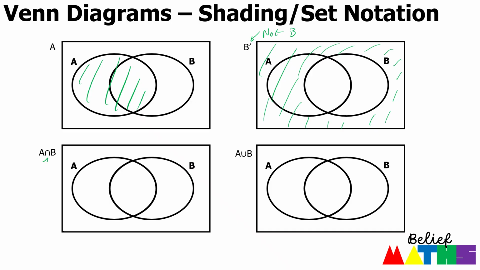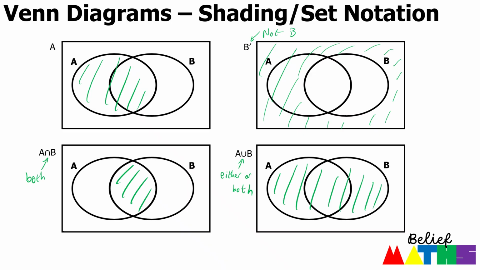This next one, the intersection, means both. So it's in both A and B, so it's just this section. This one, the U, is union, which means either or both. So it's in any of the circles, so it's all the way through there. And it's just about knowing how to read those.